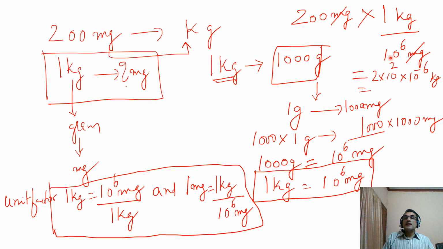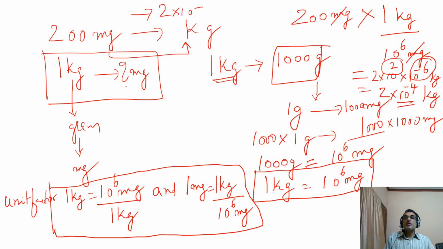As you understand, the 10 raised to 6, when I take it to the top, it will become 10 raised to minus 6. 10 raised to 2 into 10 raised to minus 6. The law of exponents tells that the value is 2 into 10 to the power of minus 4 kilograms. So my 10 raised to 2 into 10 raised to minus 6 will be equal to 10 raised to minus 4. So my final answer will be 200 milligrams equal to 2 into 10 to the power of minus 4 kilograms.